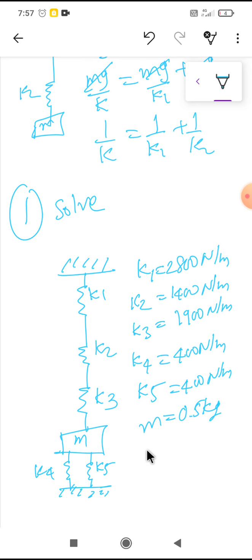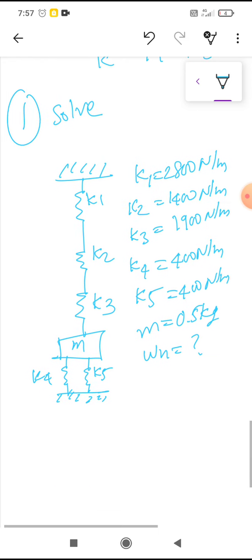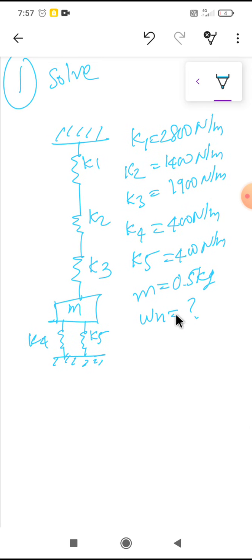So we want to find the angular frequency, that is omega n. To find omega n, we know that the formula for omega n is under root k by m. We have the value of m. We need to find the equivalent stiffness k. So for that, we need to solve this whole system for the equivalent spring stiffness k. We'll start with these two, which are in parallel. As we know, for parallel, we just add the stiffnesses.